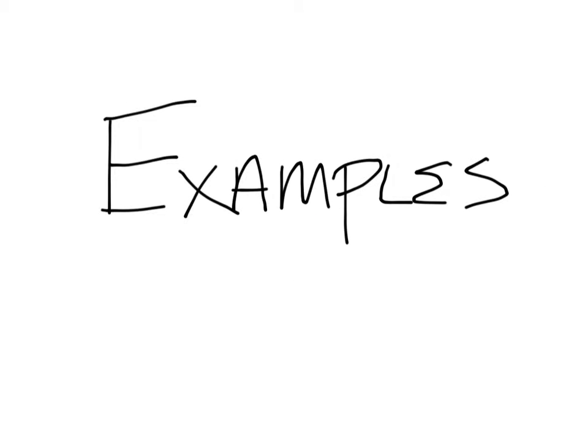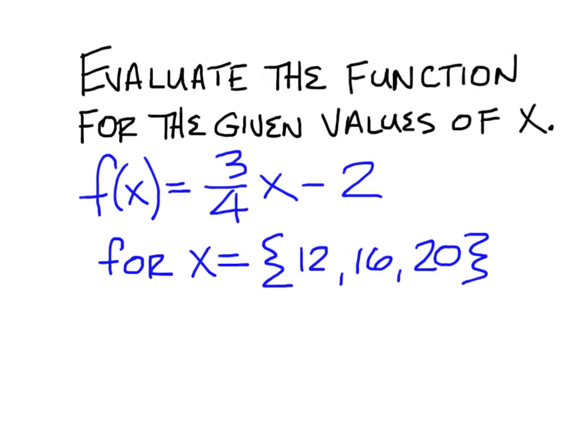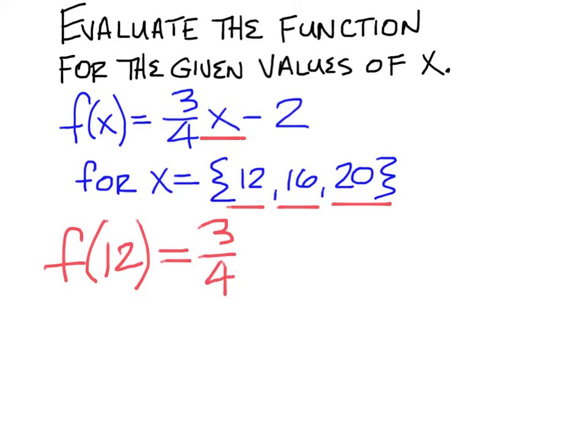Alright, here are some examples. Evaluate the function for the given values of x. F of x equals 3/4 x minus 2. For x equals 12, 16, and 20, what this means is you put 12, 16, and 20 in individually, one at a time, for x. So f of 12 goes in first, so 3/4 times 12 minus 2. 12 times 3 is 36, divided by 4 is 9, minus 2 is 7.